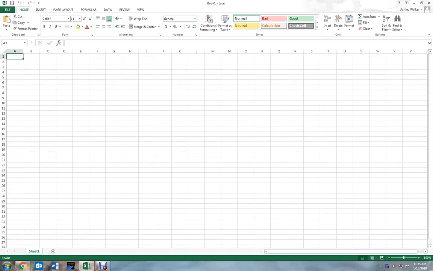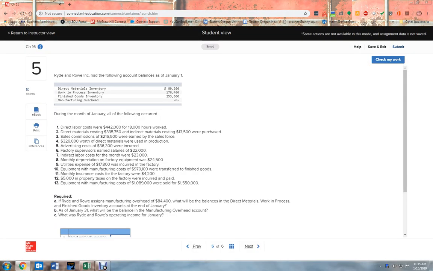Everybody, let's work together on a problem and get some more work in on this new stuff. This should be similar to some of the homework you're seeing in your assignment for this week. We have the following account balances as of January 1st: direct materials, work in process, finished goods, manufacturing overhead. During the month of January, all the following occurred.